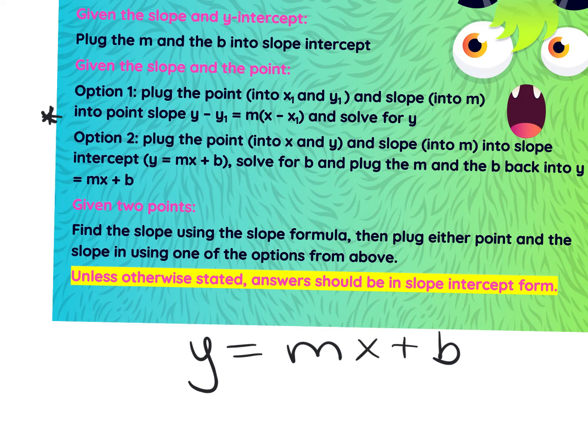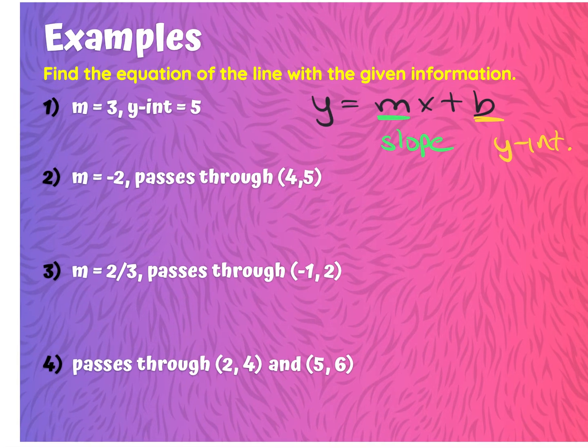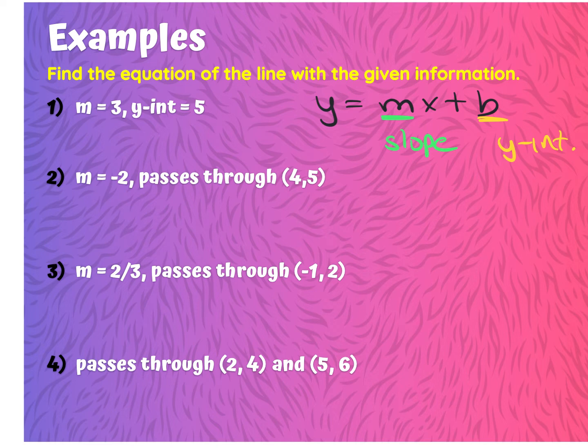So let's try some examples. It wants us to find the equation of the line given, number one, the slope and the y-intercept. So remember, y equals mx plus b. The m here is your slope, and the b is your y-intercept. So all I have to do is replace the letters m and b with the 3 and the 5, and I'm done. So the answer to this question is y equals 3x plus 5.